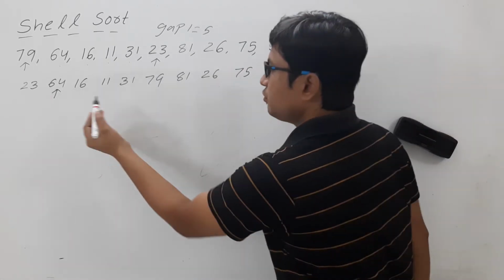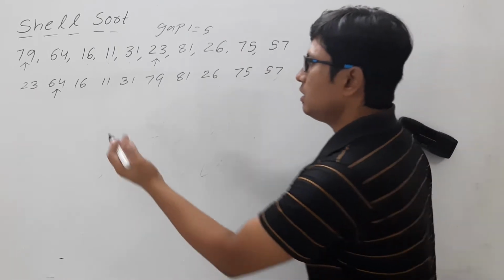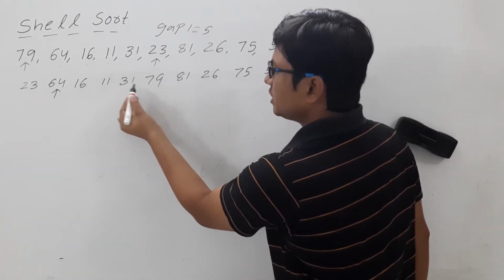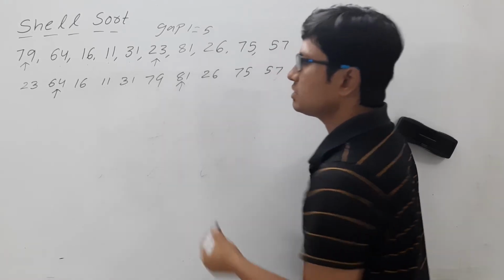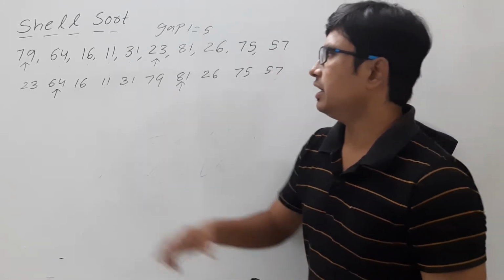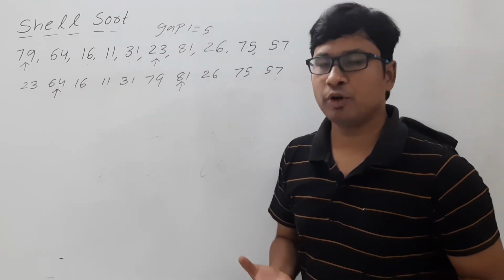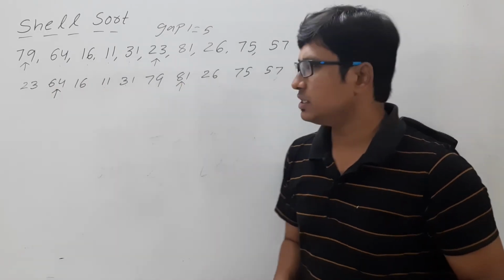Now 64 will be compared with the elements which are with the gap of 5. So 1, 2, 3, 4, 5. So 64 will be compared with 84. So 64 is less than 81, so they are in the appropriate position. So I no need to swap them.